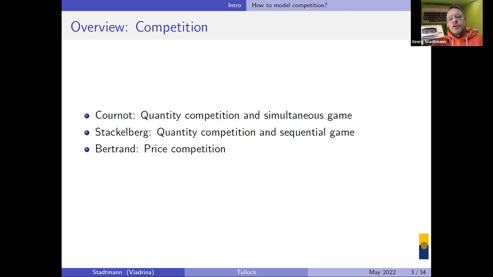Related to that is the Stackelberg duopoly. In this case, we also talk about quantity competition. So the two players are using the quantity in order to compete, but it's a sequential game. And the player who is allowed to move first has a first mover advantage and will, in the end, opt for a higher quantity compared to the second mover. So there is a first mover advantage, and this results in a higher amount of goods produced and also a higher amount of profit.